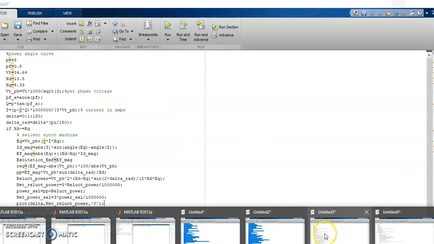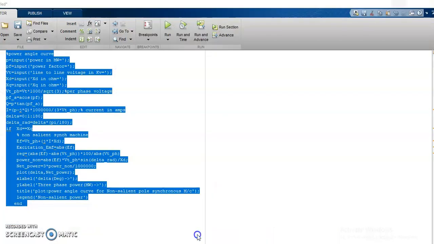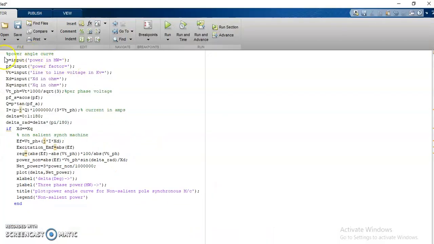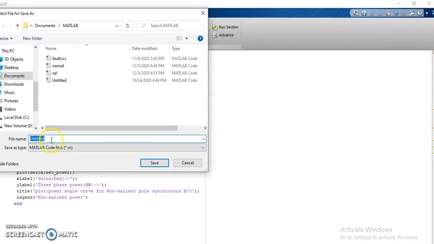So I will be taking over here. See the first program here. Okay. So this is what is here. This is for non-salient. Okay. XD equals XQ. All P values, everything we have specified, and we'll execute. Let us just run this. Run the program. Okay. Once we run the program, then I'll write salient, SAL salient. Okay.